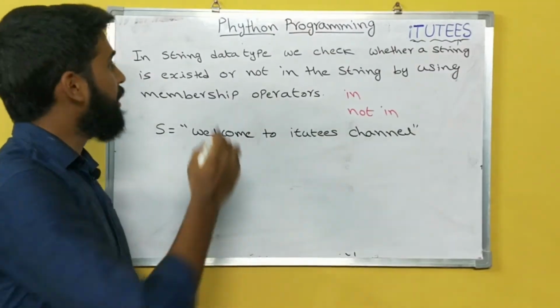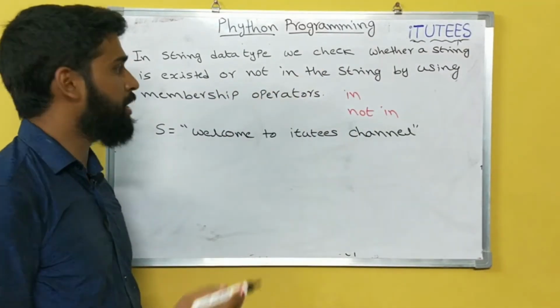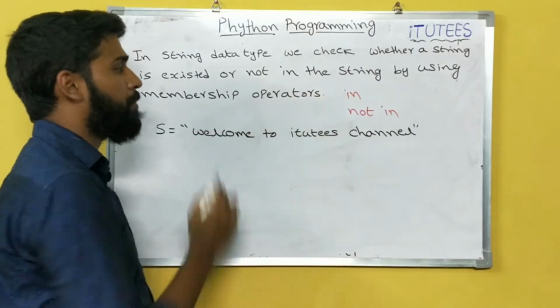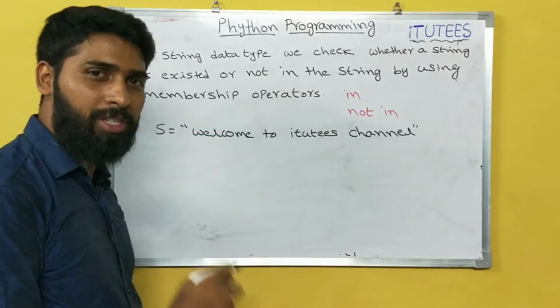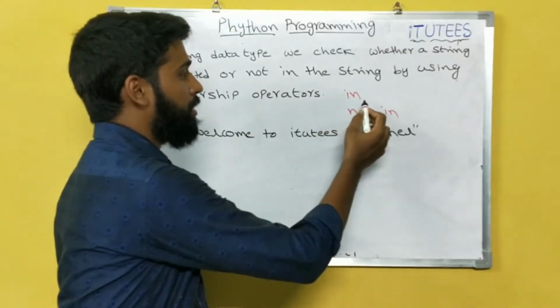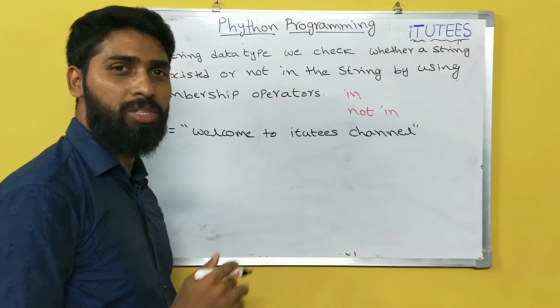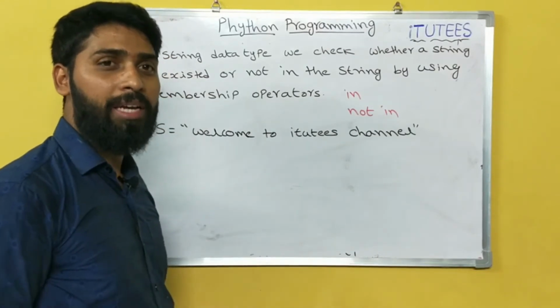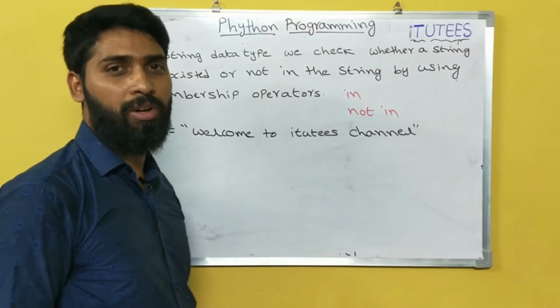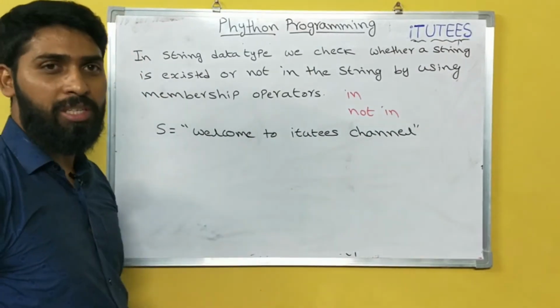So now we can see in the string data type, we check whether a string exists or not in the string by using membership operators. So let us discuss membership operators in the operators video. What are the membership operators? In and not in. By using these two operators, you can find whether a substring is in the string or not. So for example, S equals to welcome to ITUTEES channel.